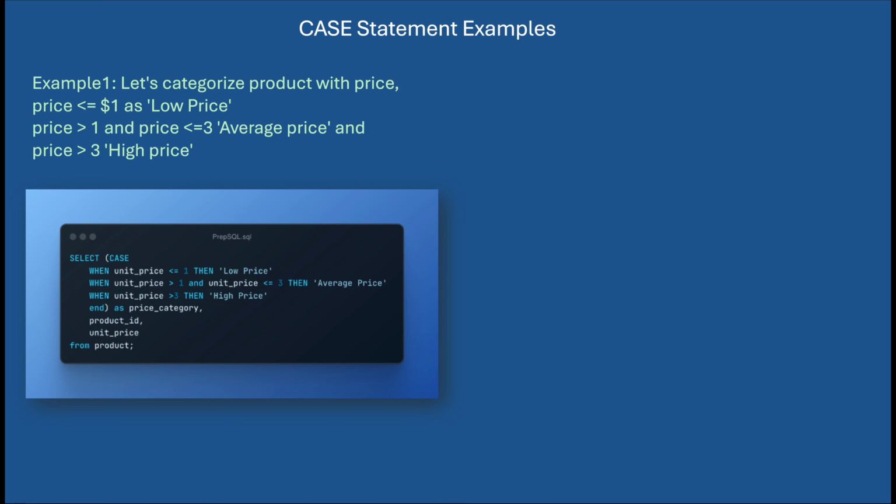A simple way to do that is using this example: select, and then case, and when unit price is less than or equal to 1, then low price. Similarly, if the price is greater than or equal to 1 and less than or equal to 3, then average price, and else is high price, and term it as price category. We will also get product ID and unit price from product.